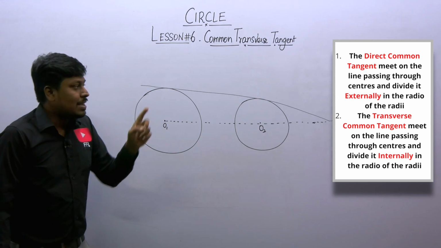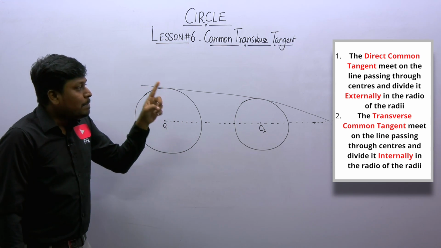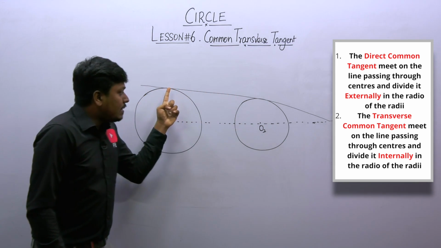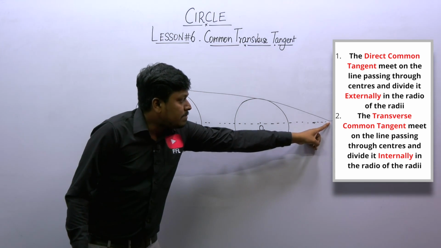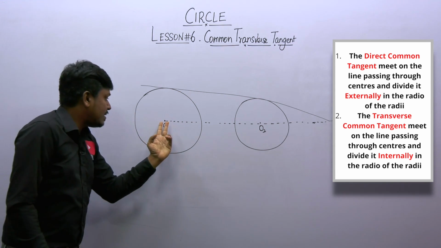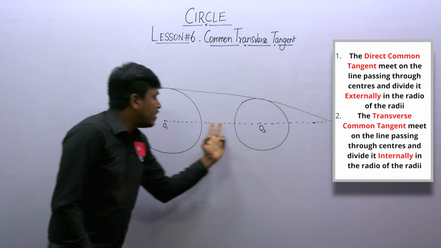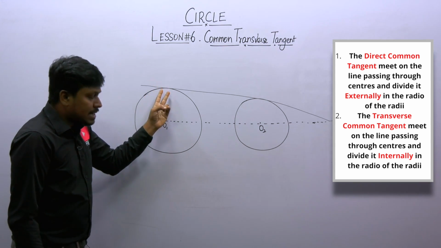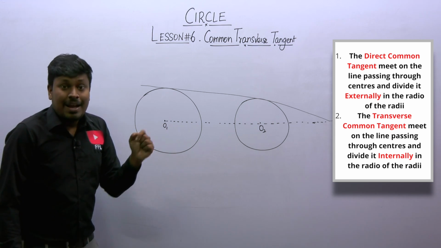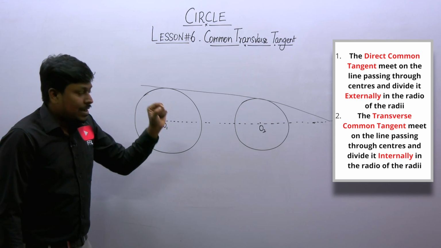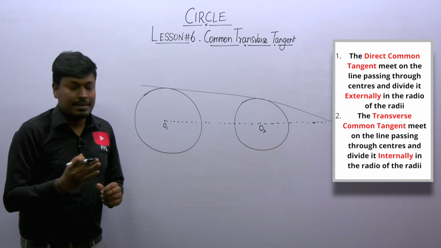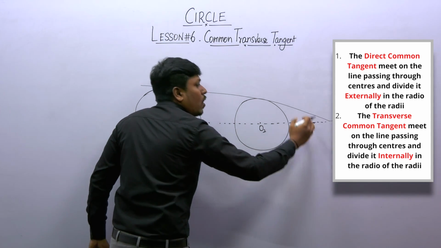So what they have given is direct common tangent, right, meet on the line passing through the centers. This is the direct common tangent and this line meets on a point. So it is meeting on this point where, just read the point, meets on the line through the centers. Yes, this is the center line, right, connecting the 2 circles. So this common tangent meets on the line passing through the centers. Understood? And the next point is important. And it divides externally. What is the meaning of externally? Outside the circle. So it meets the center line outside the circle.